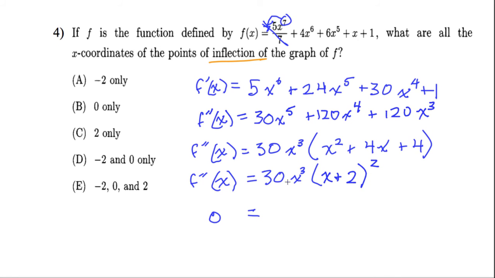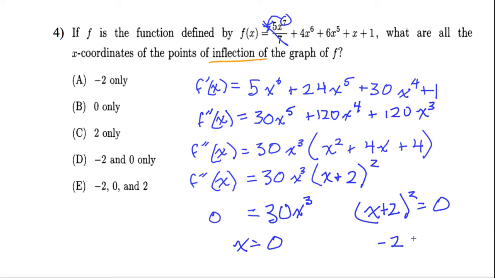Okay. All right, so when I plug in 0, that means that 30x cubed is equal to 0, and that x plus 2 quantity squared is equal to 0. From that, I get x is equal to 0 and negative 2.